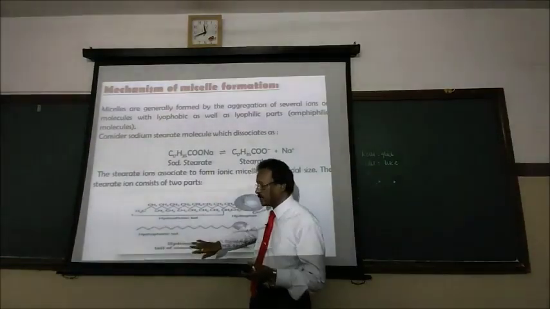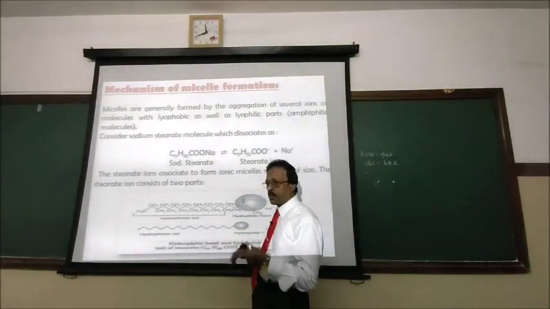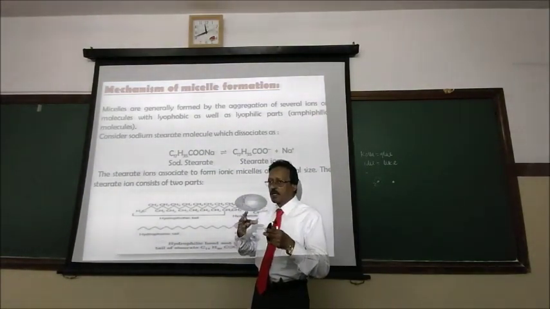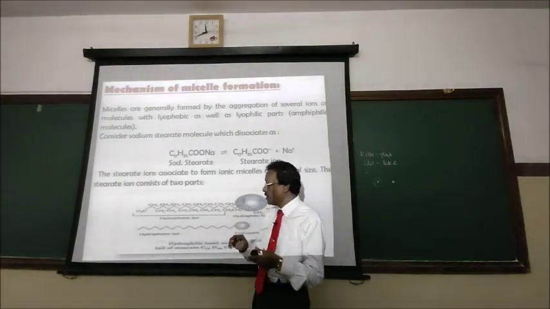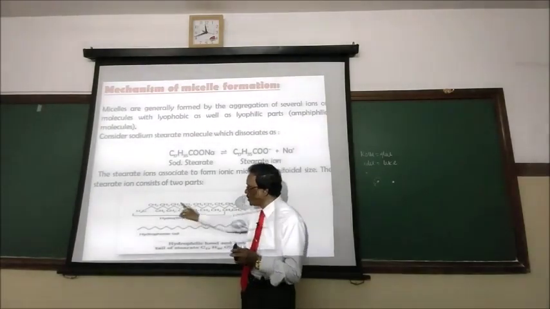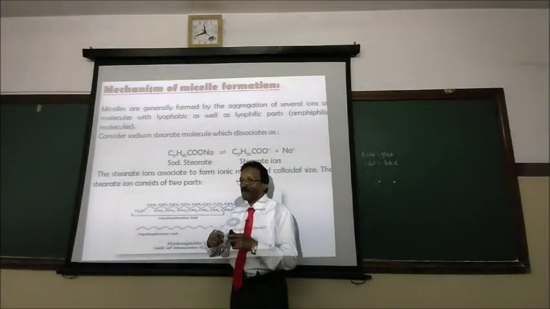At low concentration, it is a negative ion. You go on increasing the concentration up to a particular concentration called the critical micelle concentration. What happens is that all the solvent-liking ends come to one side and all the solvent-hating ends come to one side. A spherical molecule is formed, called the micelle.